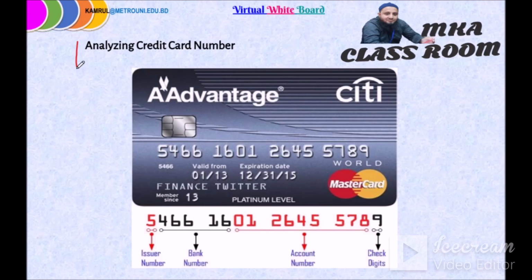Now we will see an example. There is a Citibank MasterCard. Here there is the number 5466 1601 2645 5789. The first digit is the issuer number. Who issued this card? That is Citibank.